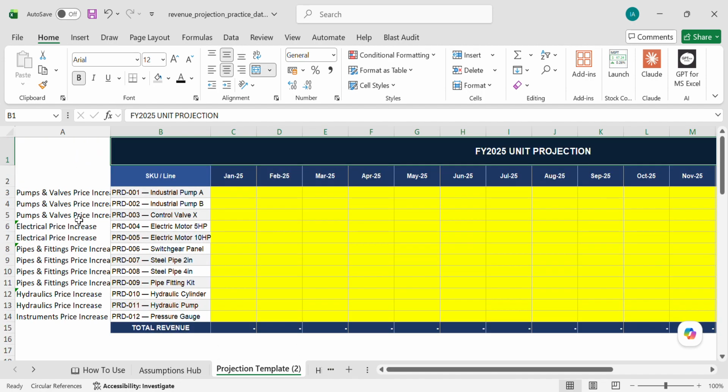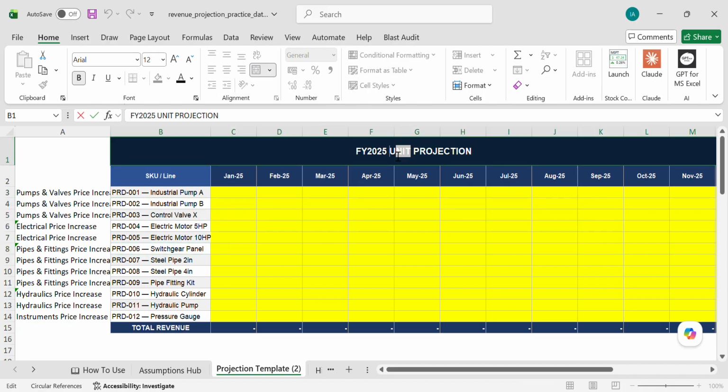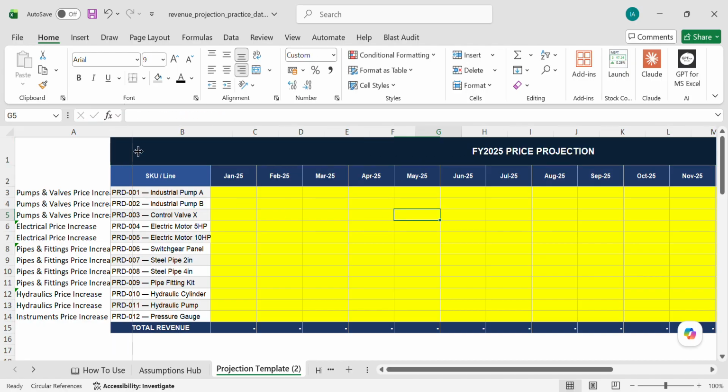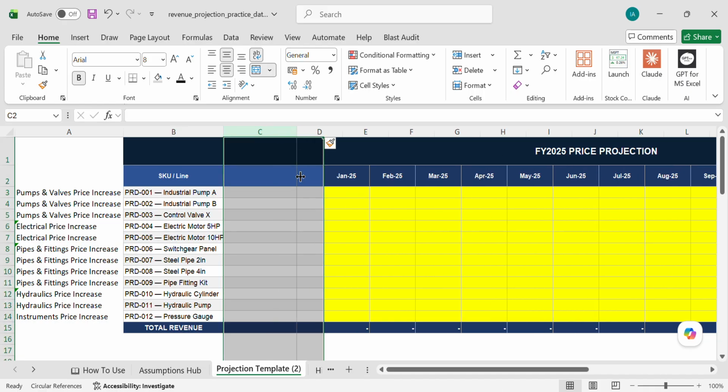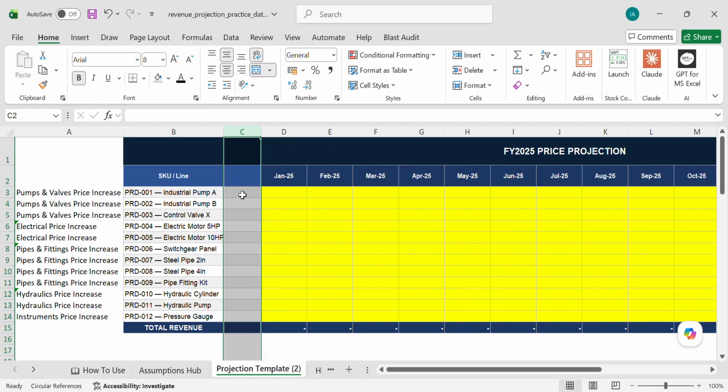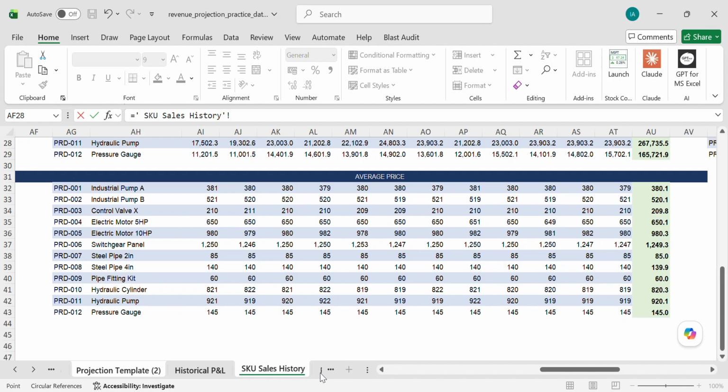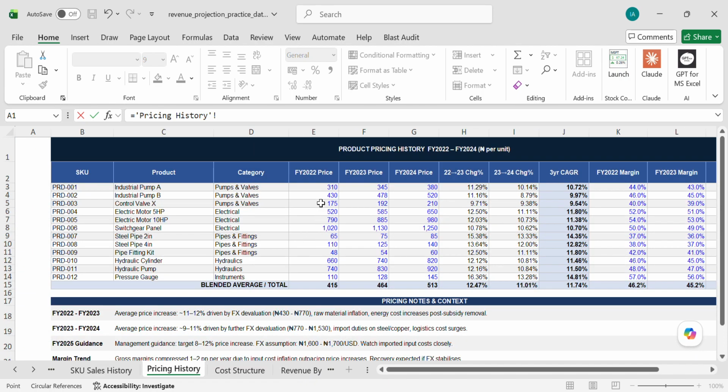Then I also have another section for my price. Let's call this one price. 10% price increase. Now we are doing that for the current year, monthly. That's year 2024, which will be our base. So what is the price like? Let's go back there. Price history. So this is the price for the year 2024. That's what I'm going to be using as my baseline.